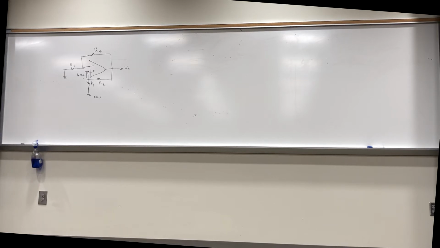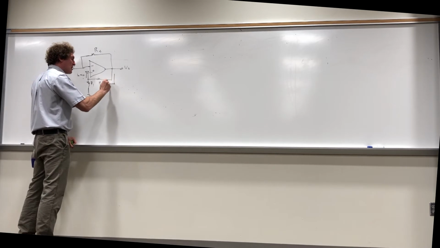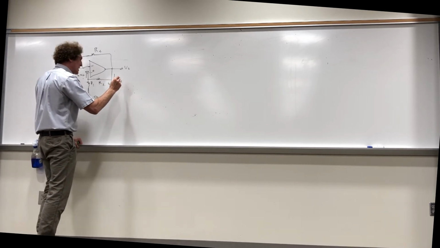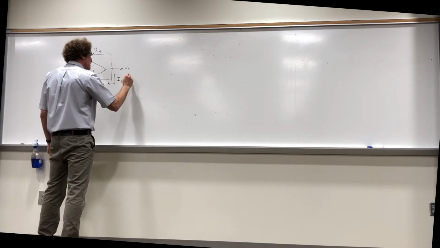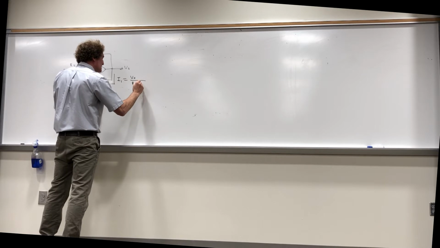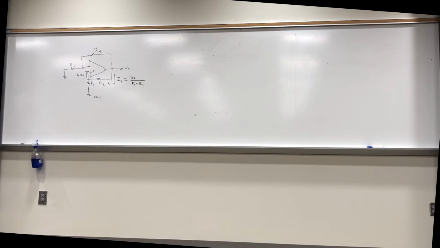Now, what does that mean? That means that the current here, I'll just call it I1, is simply going to be V out over R1 plus R2. Take a look at that. Do you agree with that? Because R2 and R1 are in series, right? No current can flow into the positive terminal. Do you all agree with me?